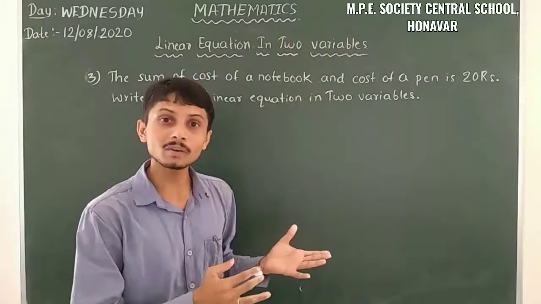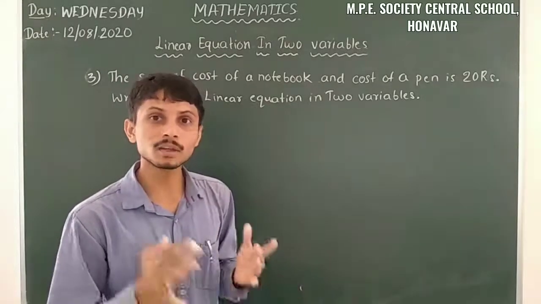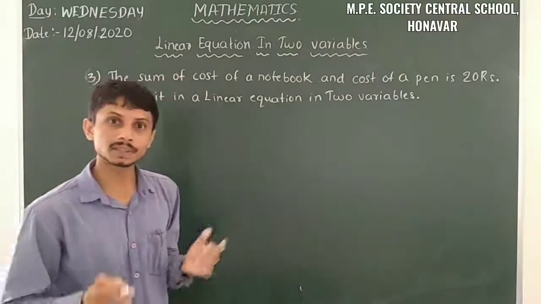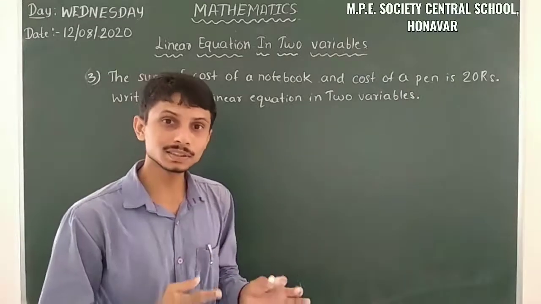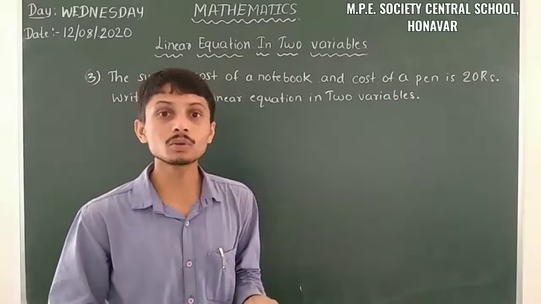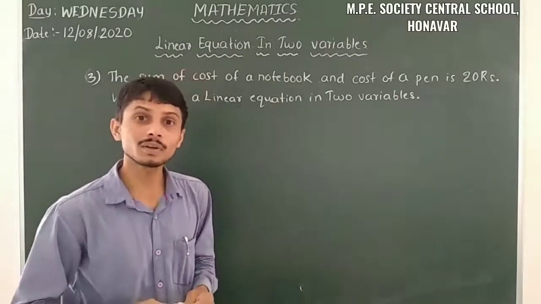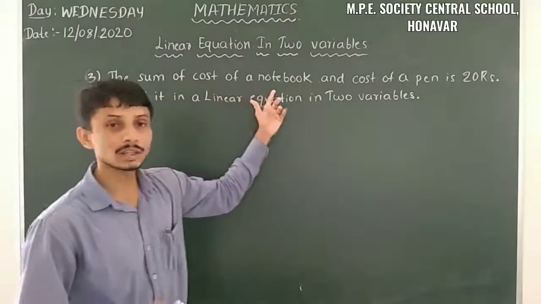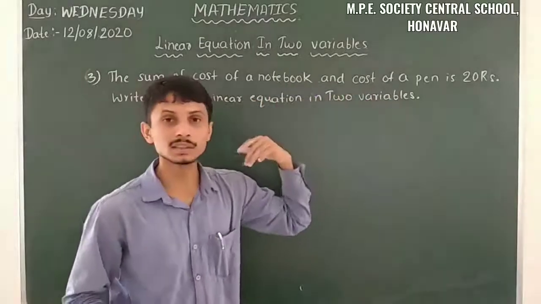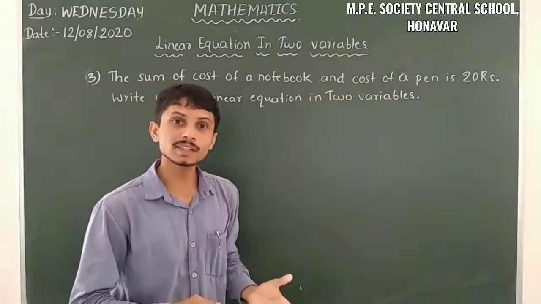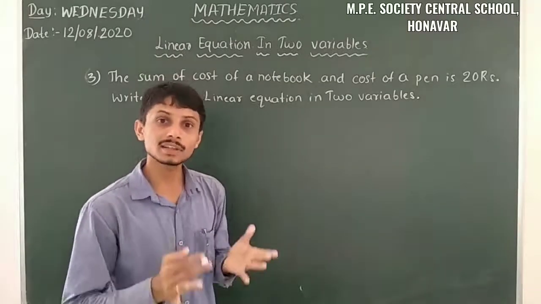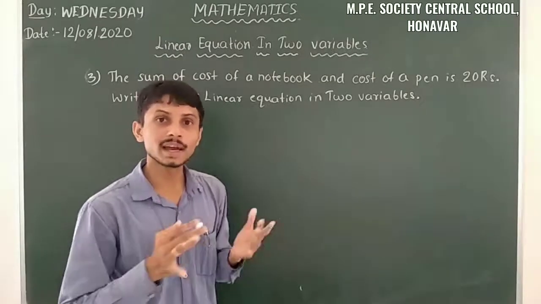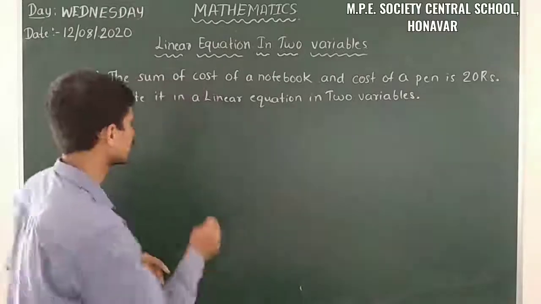So here we have to convert it in the form of a linear equation in two variables. Linear equation in two variables means we want two variables. Two variables means two unknown values. We don't know those values. Here, what are the unknown values? The cost of a notebook is an unknown value and the cost of a pen is an unknown value. So let us take one as x and another as y. That means I will take the cost of a notebook as x and the cost of a pen as y.